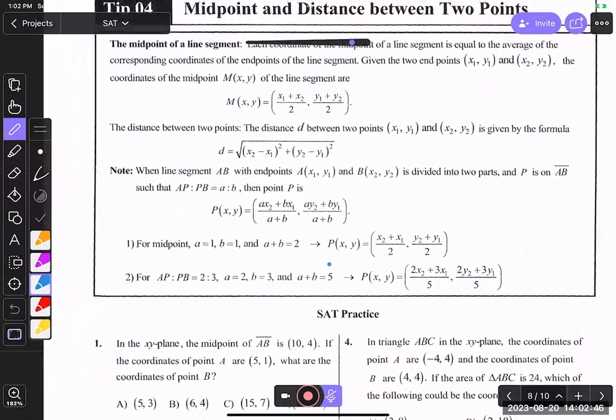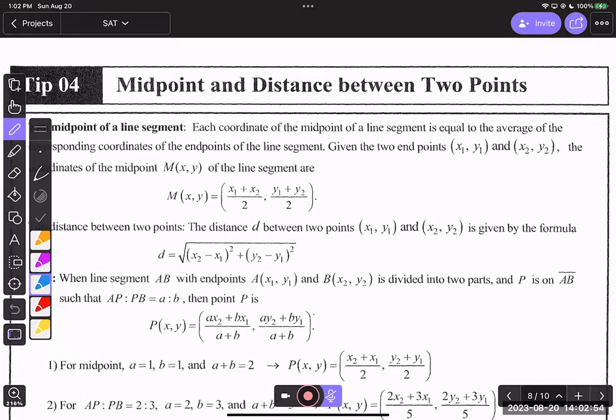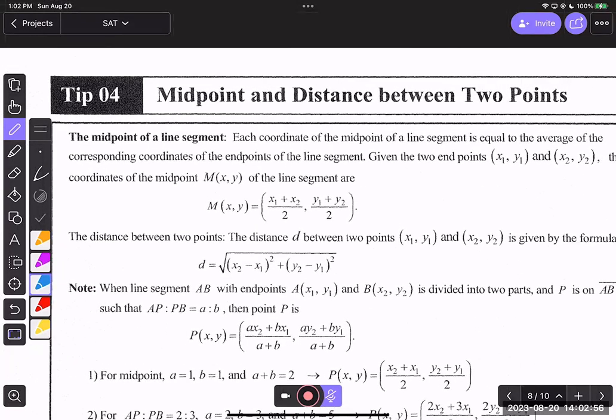Tip number four introduces to you guys two formulas, number one, midpoint, and number two, distance between two points. I'm not going to go into it too much here, but the general idea for a midpoint is that you simply take the average of the x coordinates and the average of the y coordinates, and that's going to be where your midpoint is.